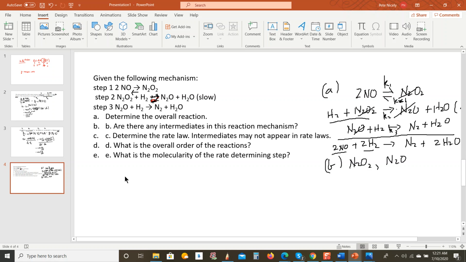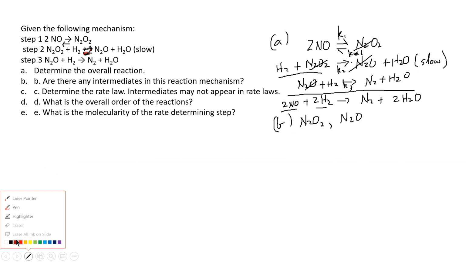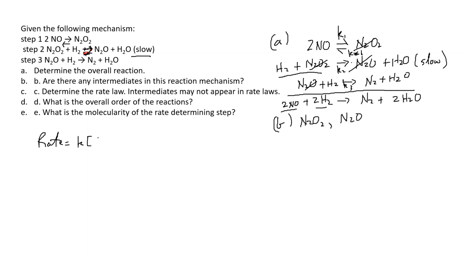Now let's get to the more complicated part of this problem. C, determine the rate law. It says the intermediates may not appear in the rate law, right? So let me go to the full screen mode here and choose my ink. Okay, so how are we going to do this? Well, first thing I'm going to do is write down the rate law based on the rate determining step, because remember it says here that the rate determining step is the second step, right? So that affects the overall rate of the reaction. So I'm going to write down here that the rate is equal to K times the concentration of N2O2 times the concentration of H2.